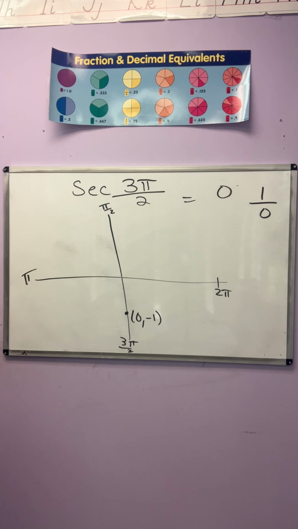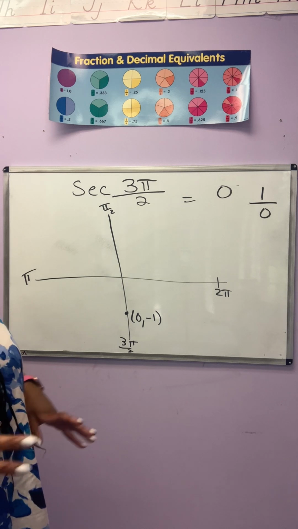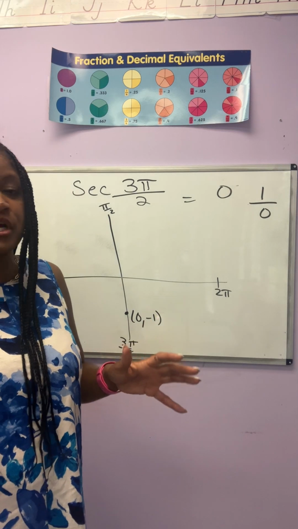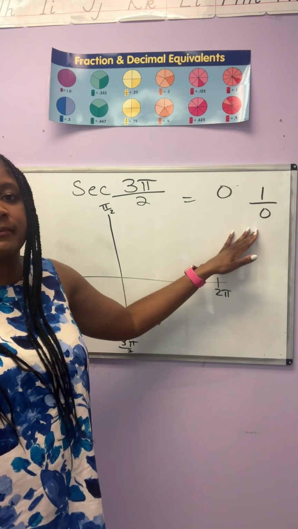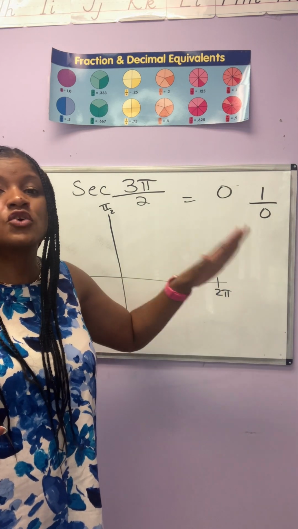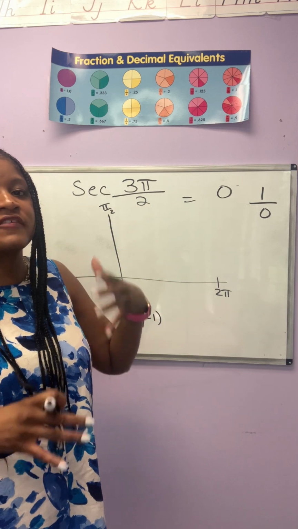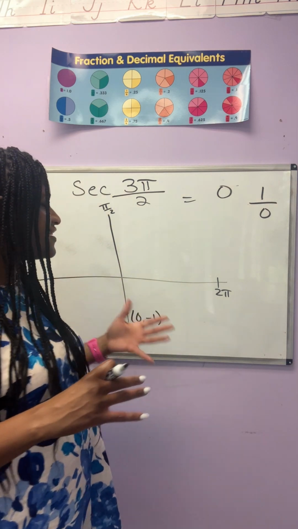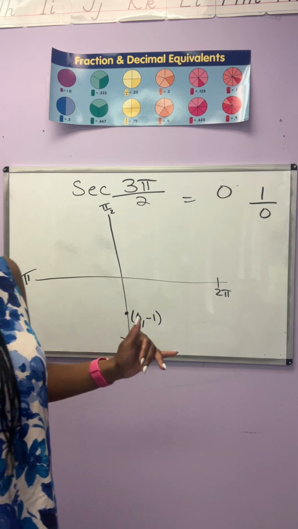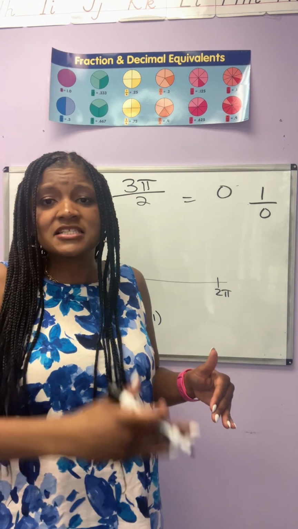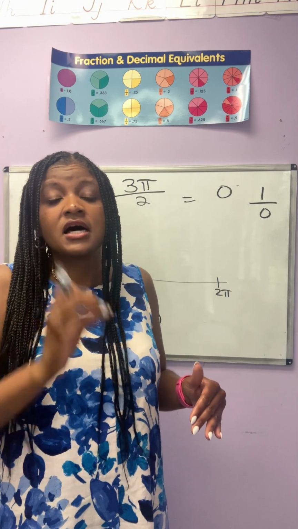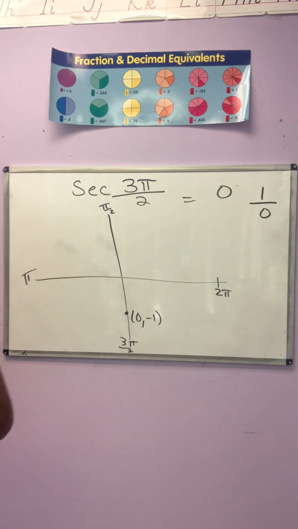Just an important algebraic rule you've been learning: you cannot have 0 in your denominator. So this is undefined. Even if you were asked to draw the graph of this, when it's at 3 pi over 2, you would draw an asymptote to show that this is undefined. So secant of 3 pi over 2 is undefined.